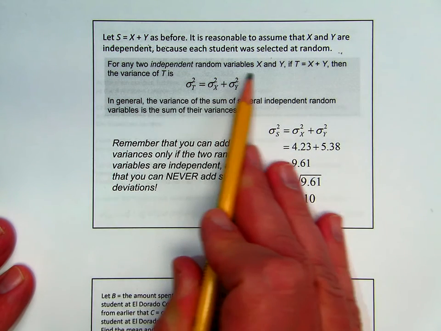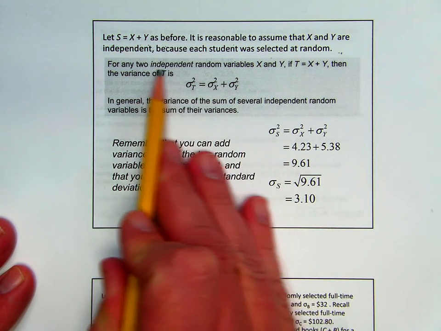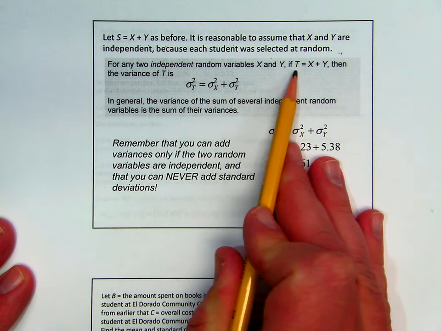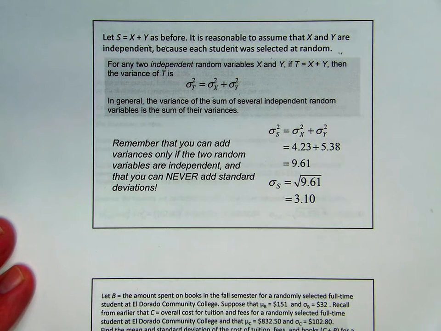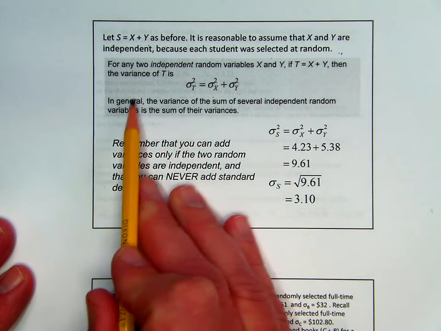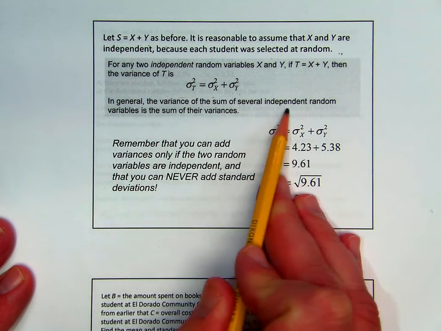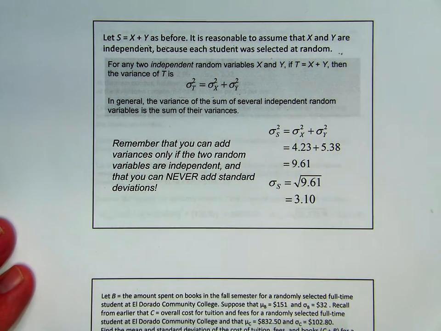For two independent random variables, and that independence is very important, X and Y, if T is equal to X plus Y, then the variance of T is the sum of the two individual variances. In general, the variance of the sum of several independent random variables is the sum of their variances.